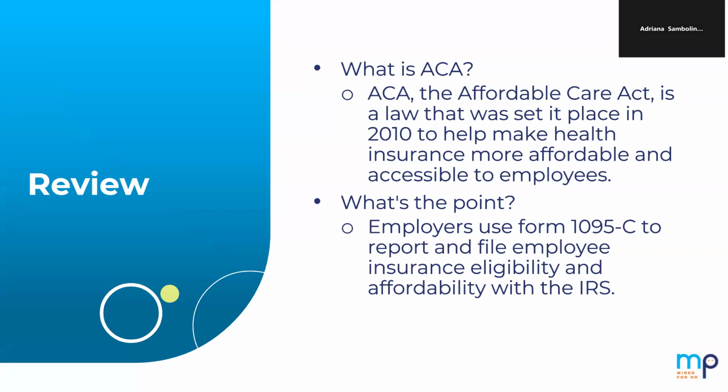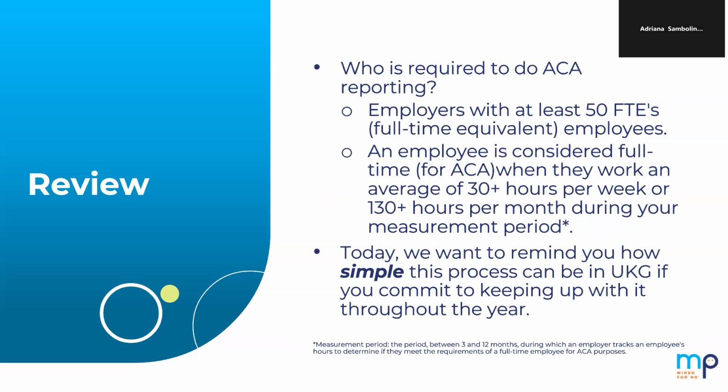So ACA, as a reminder, for those that may not be aware of it, is the Affordable Care Act. It was the law set in place in 2010 to help make health insurance more affordable and accessible to employees. The point is that employers use the Form 1095-C to report and file the insurance eligibility for their team members and the affordability with the IRS. Just telling the IRS you're in compliance, you're offering insurance to full-time people so that people can get their insurance coverage as they need to.